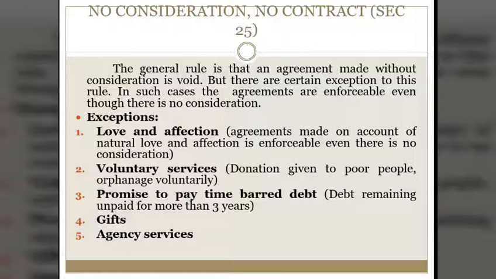Then promise to pay time barred debt. If a debt has been given to a person and it is time barred, that is, 3 years is the limitation period for any debt. If the 3 years is barred and the debt remained unpaid, after 3 years if it is repaid, then it is valid. Even if there is no consideration at that time after 3 years, it is not a problem. Then gifts. If you are giving gifts to your friends, then it is also valid. You are not expecting something from them. Then agency services. Agency is doing services on behalf of others. Consideration is not required for these agency services.